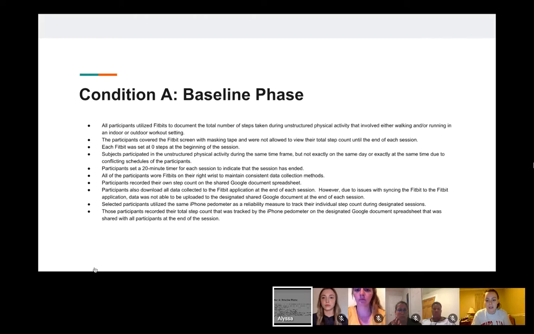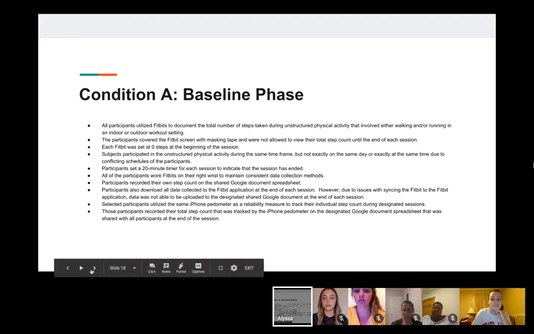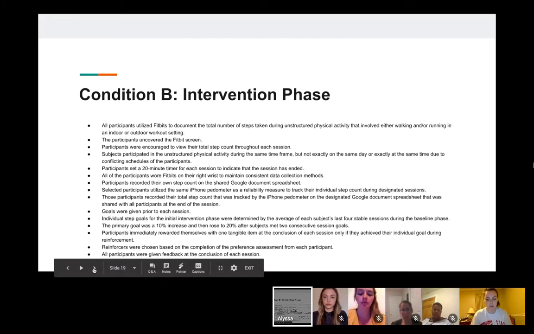And then we selected participants using the iPhone pedometer as a reliability measure to track the individual step count during designated sessions. So we needed it to be, I think, 3 out of the 5 sessions we needed reliability count. So we split that up before we actually started each session. And then those participants recorded their total step count.